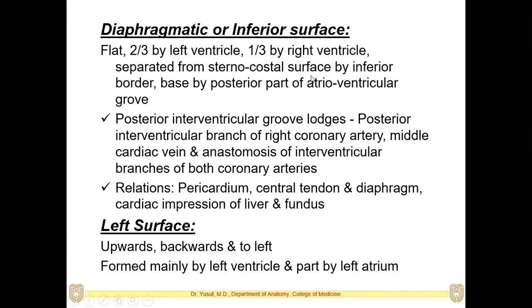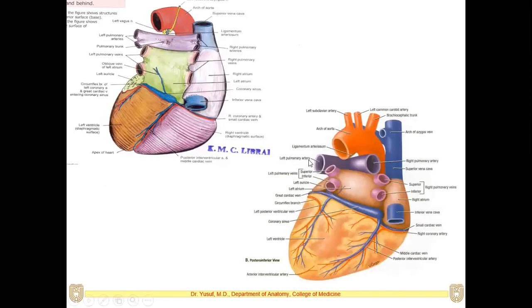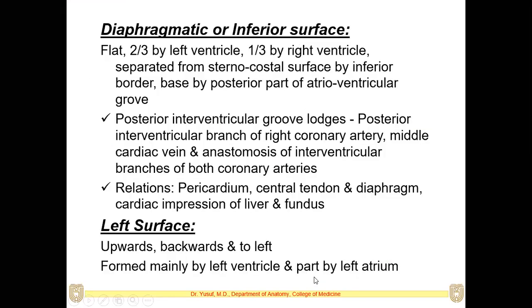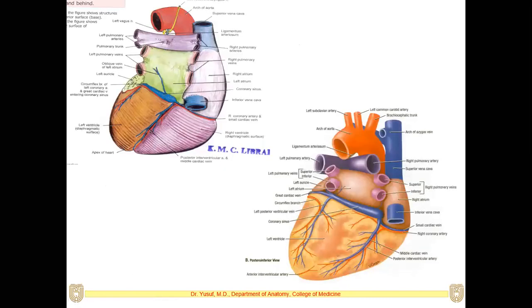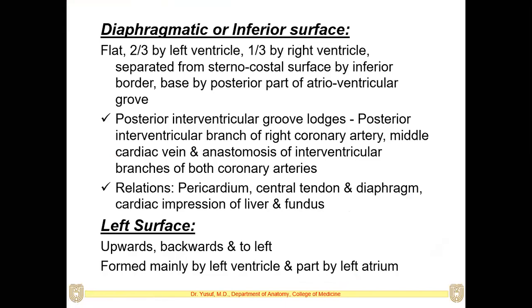It is separated from the sternocostal surface by the inferior border. As we have already seen, it is separated from the front anterior surface by this border, called the inferior border, and from the base by the posterior part of the atrioventricular groove. So this is the base here behind. From the base, it is separated by the atrioventricular groove. This is the atria and this is the ventricle, so this groove is called the atrioventricular groove. The base is separated from the posterior part by the atrioventricular groove.